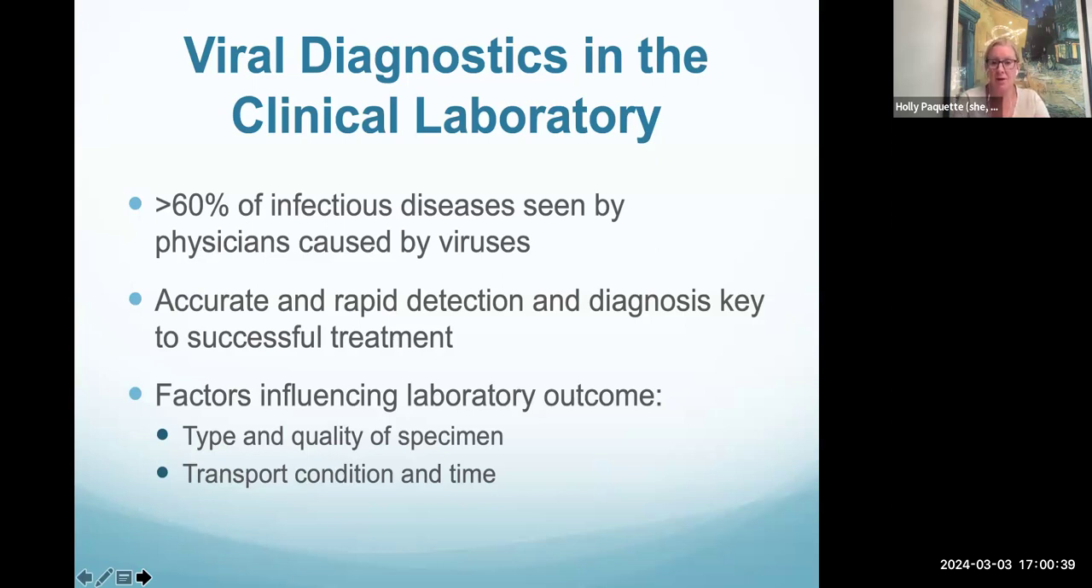Some factors that could influence the laboratory outcome are the type and quality of specimen. So how good of a sample did we get, and were we able to get enough that we can test? We also want to think of how quickly we do the test on that sample. So transport condition, if it has to be transported to a lab, and the amount of time between the collection of it and the actual testing on it.